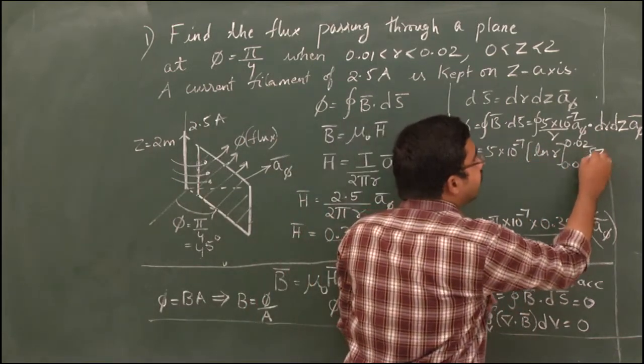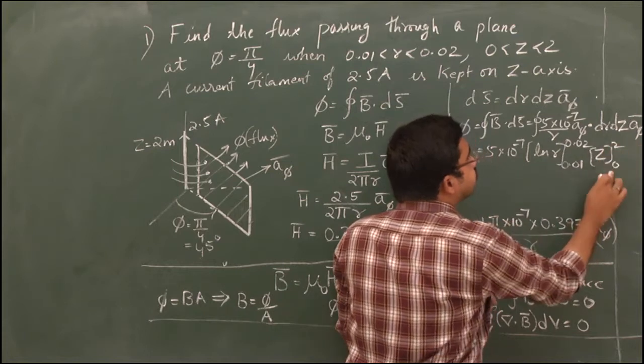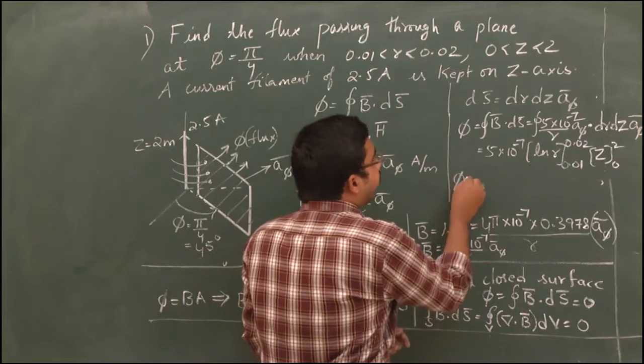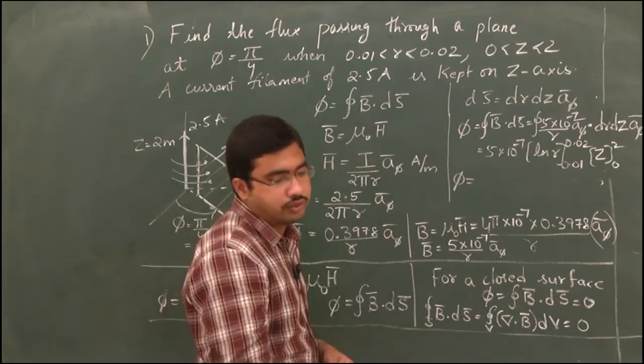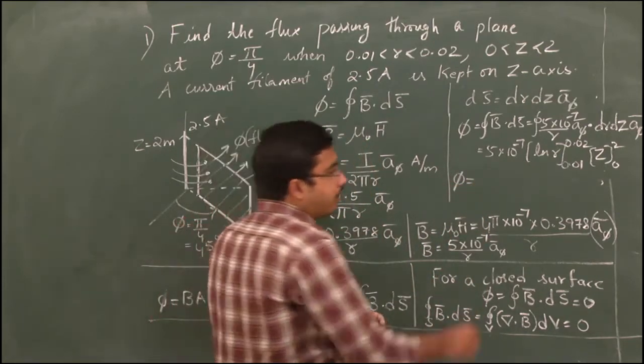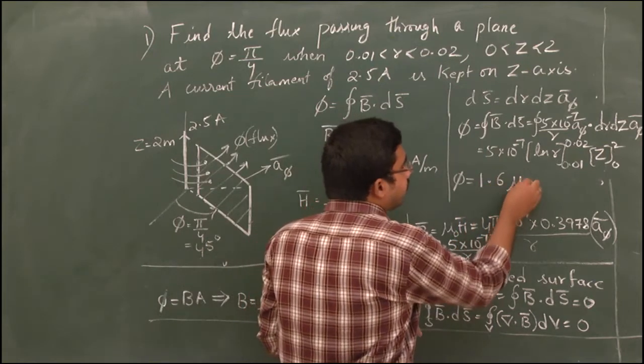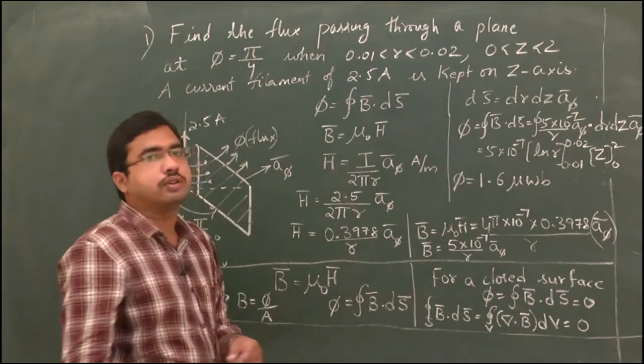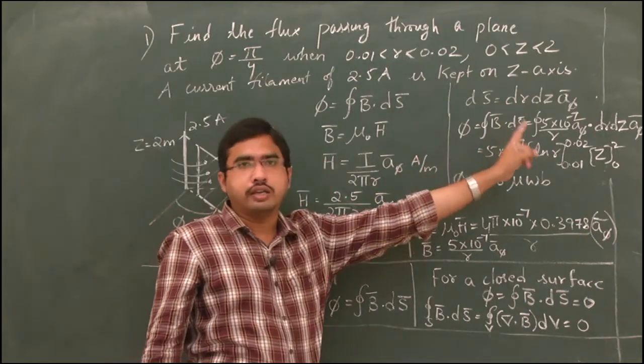Z is varying from 0 to 2. Now after substituting these limits and finding the values, your final value of flux phi is 1.6 microwebers. Okay, 1.6 microwebers. So phi is integral B bar dot ds bar.